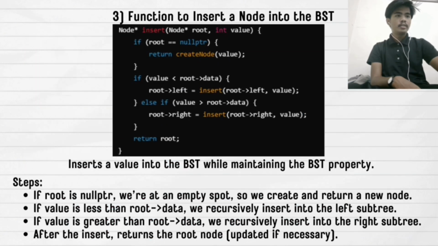The third part is the function to insert a node into the BST. It inserts a value into the BST while maintaining the BST property. The first step is if root is null pointer, we are at an empty spot, so we create and return a new node. The second step is if value is less than root data, we recursively insert into the left subtree. The third step is if value is greater than root data, we recursively insert into the right subtree. And the last step is after the insert, it returns the root node, updated if necessary.